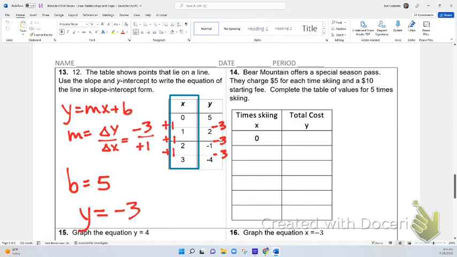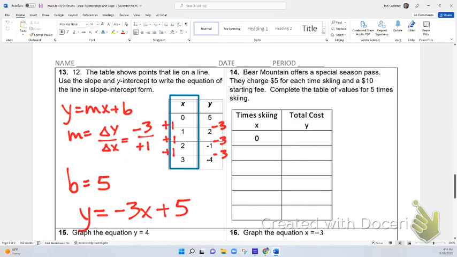We're going to call that negative 3. The x you leave as is, and then your b is the value that you found when x is 0, and that's simply 5. So there's your answer. That's how you create an equation from a table.